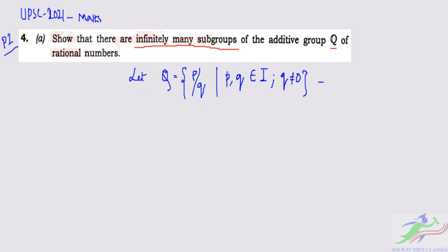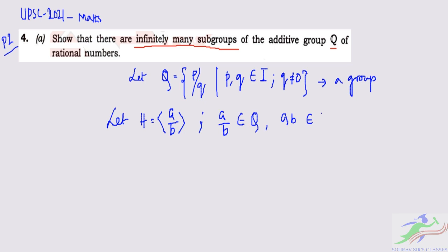Let us take this to be a group. Now let us take H to be the set generated by a by b, so a by b belongs to Q, and a, b belong to I, where b is not equal to 0, and this is a cyclic group.